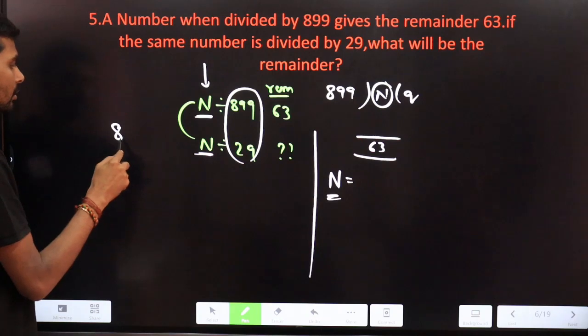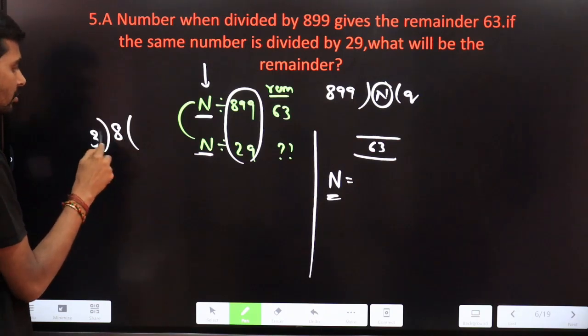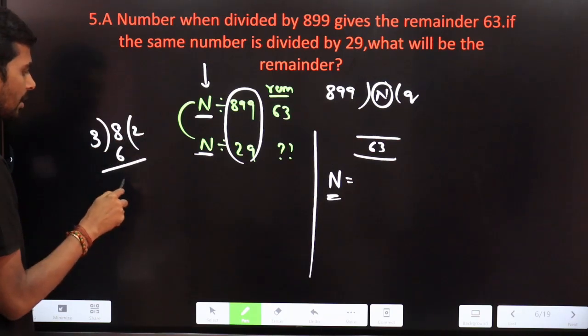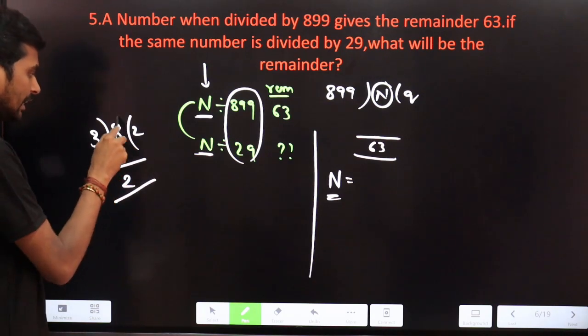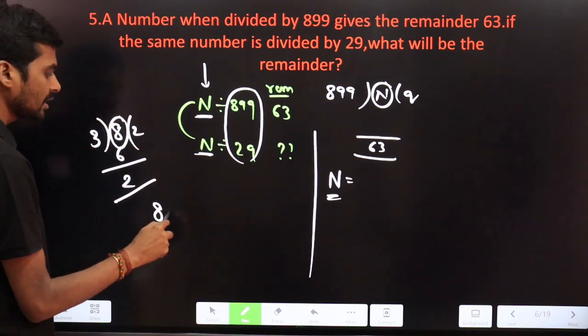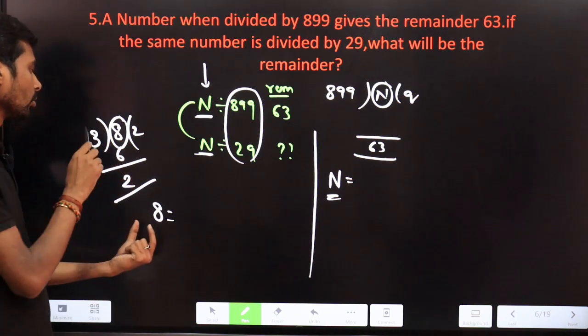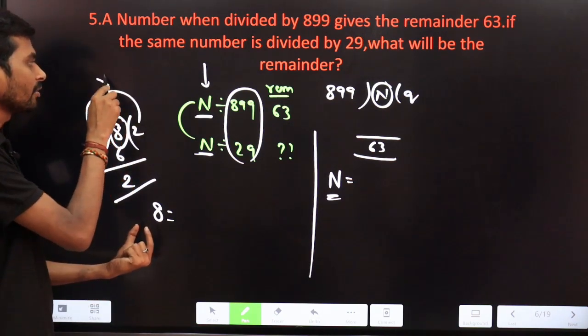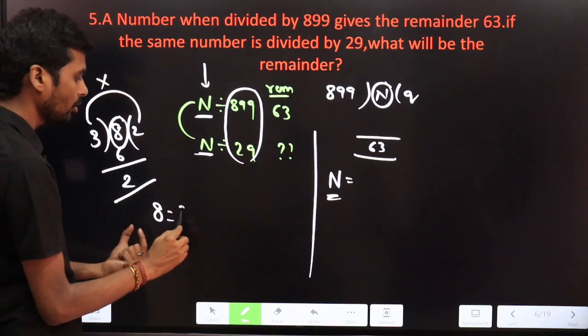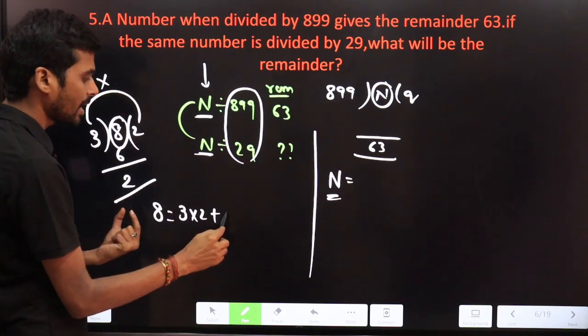Suppose some number 8, when I divide with 3, 3 2s are 6, the remainder is 2. Now the dividend is equal to what? The basic principle of the remainder: the dividend is equal to divisor into quotient, that is 3 into 2, plus remainder.